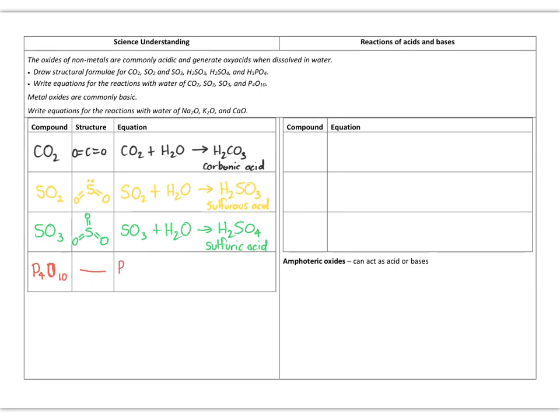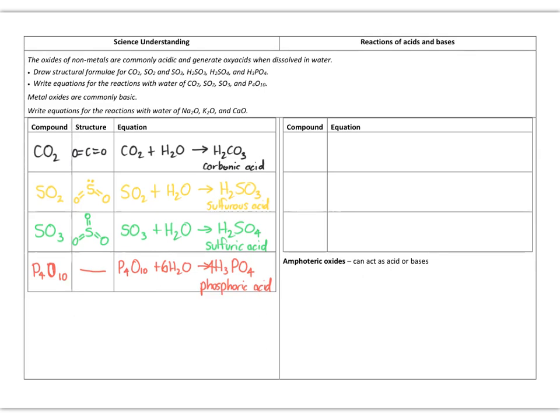P4O10 reacts with water, and this forms phosphoric acid, which I talked about before. That's the one in Coke, phosphoric acid. And that one takes a little bit of balancing. We need 4 of those, and therefore we have 12, so we need 6 of those. And I think that balances out now.